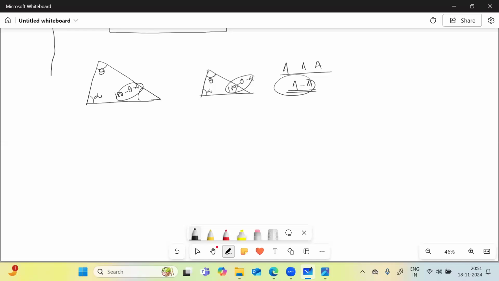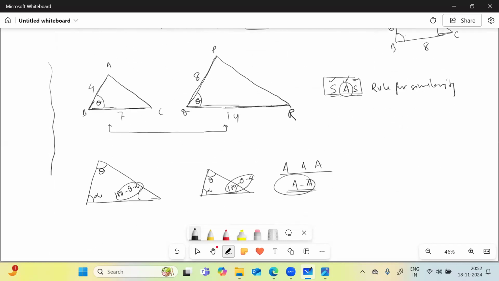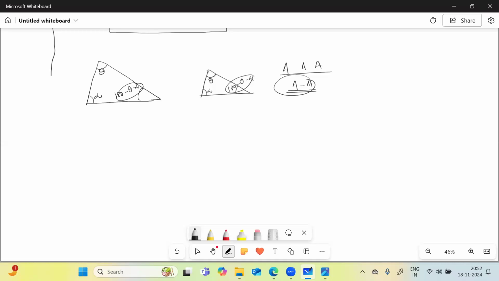Whenever you need to find whether two triangles are similar or not, you have to choose or find out whether any of these three rules is working or not. So let me give an example.